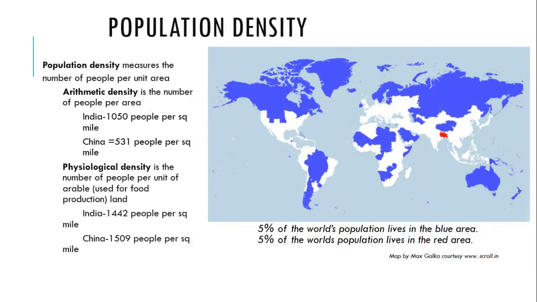One area to really look at is population density. Population numbers like 1.3 billion people mean very little unless we understand how large of an area we're talking about. Now, there's two kinds of population density people usually cite. One, much more commonly cited, is arithmetic density. This is the average number of people per square mile. And in India, we're looking at 1,050 people per square mile. And in China, which is a much larger country, of course, even though we have the same number of people, we only have 531 people per square mile.